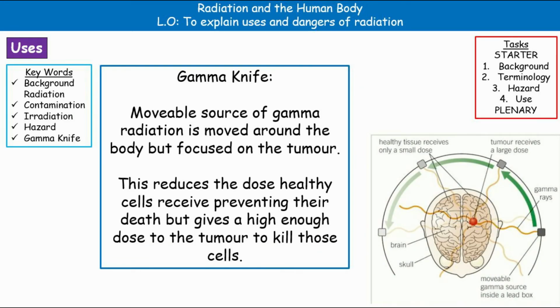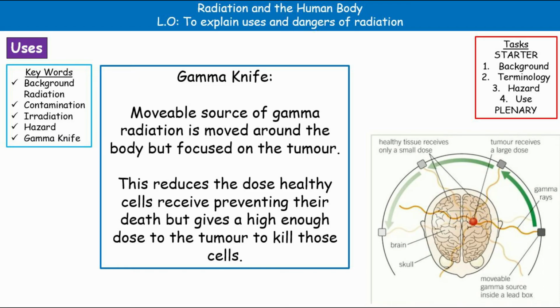The third and final use that we're going to look at is a gamma knife. Now, a gamma knife is a piece of equipment that we're going to use in order to treat cancer. I've given you a picture of it in the bottom right there, and the example we've got is for a brain tumour, and we can see the tumour is that red circle in the middle of the brain there.